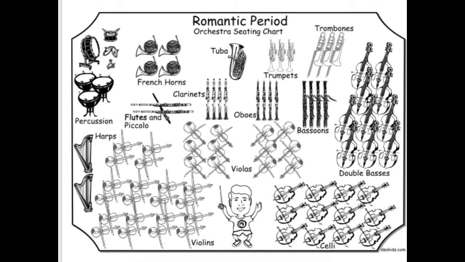Now, another introduction was the tuba, which played in a lower range than the horns or the trumpets. So then you have the trumpets. And then another addition would be the trombones. And then again, you have the double basses over to the far right. So that is the seating chart for the Romantic period orchestra.